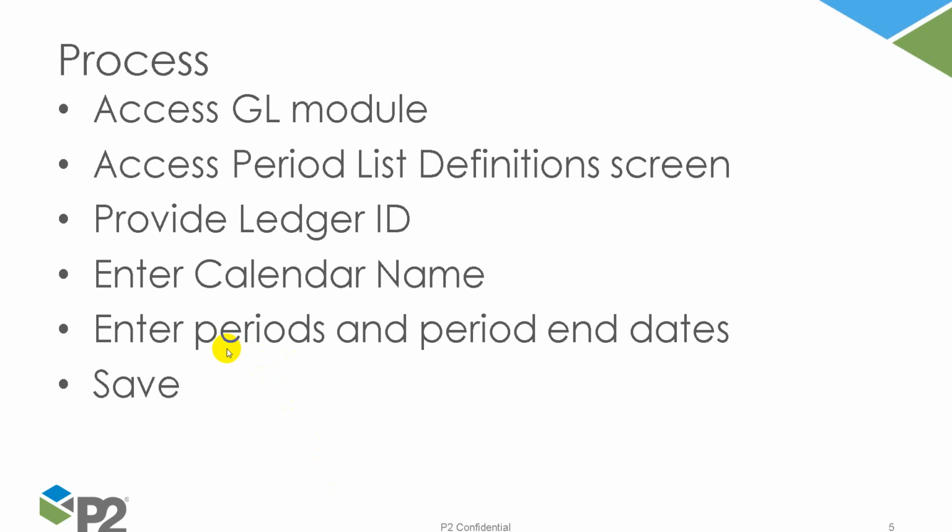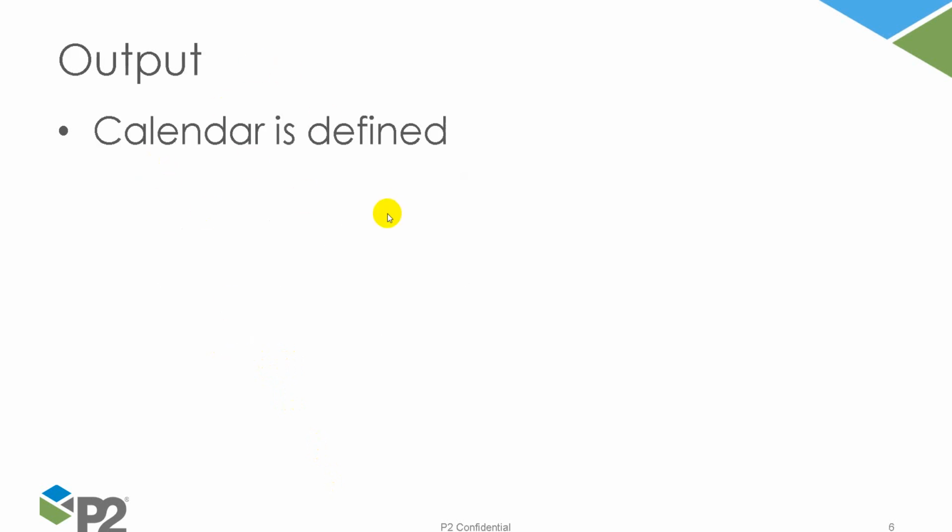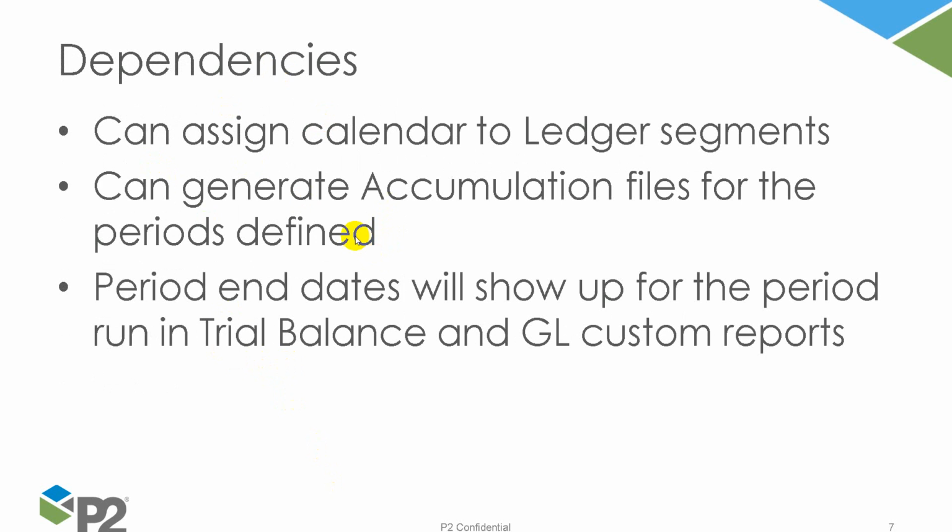So once we save, we have the calendar defined. That's the output. And now these other processes can be run when needed. So we can go ahead and assign the calendar to the segments. In this case, since this is the current year calendar, we would assign this calendar to the current year segments, be them financial segments, statistical segments, or budget segments.